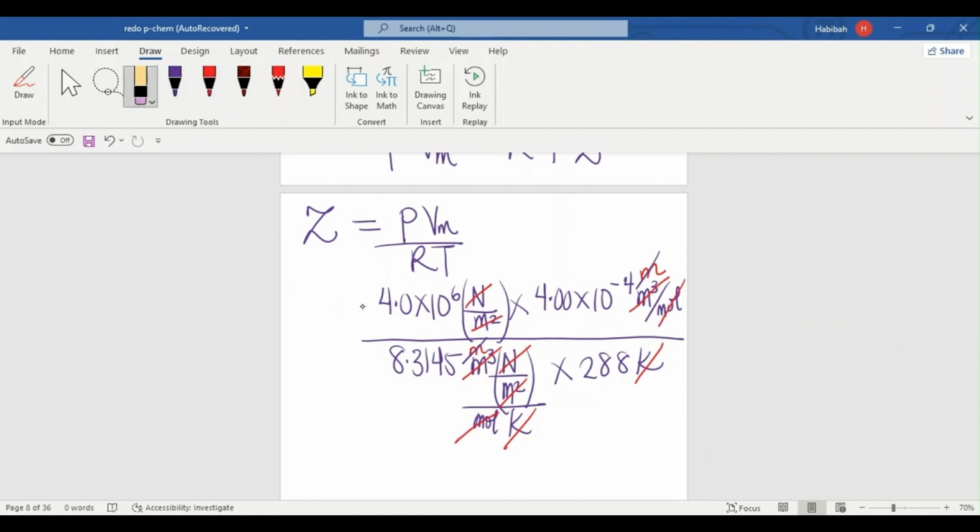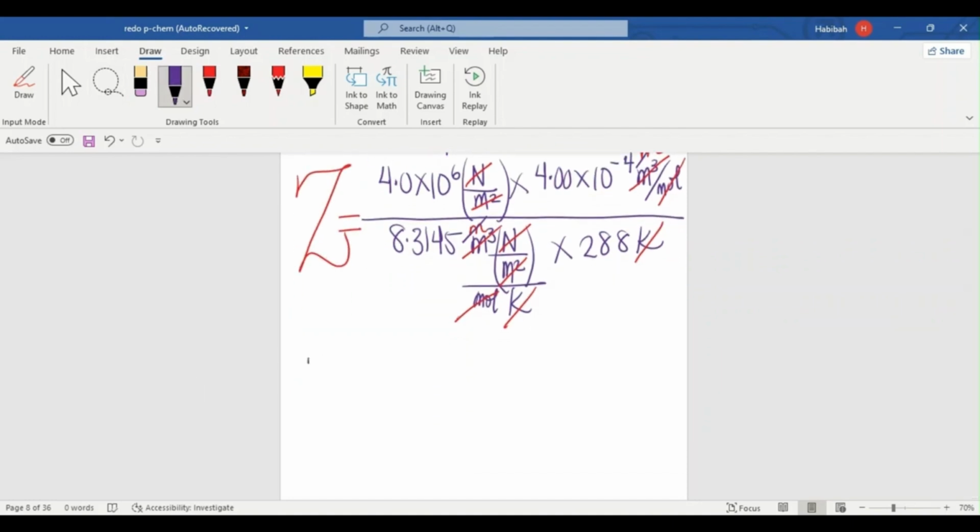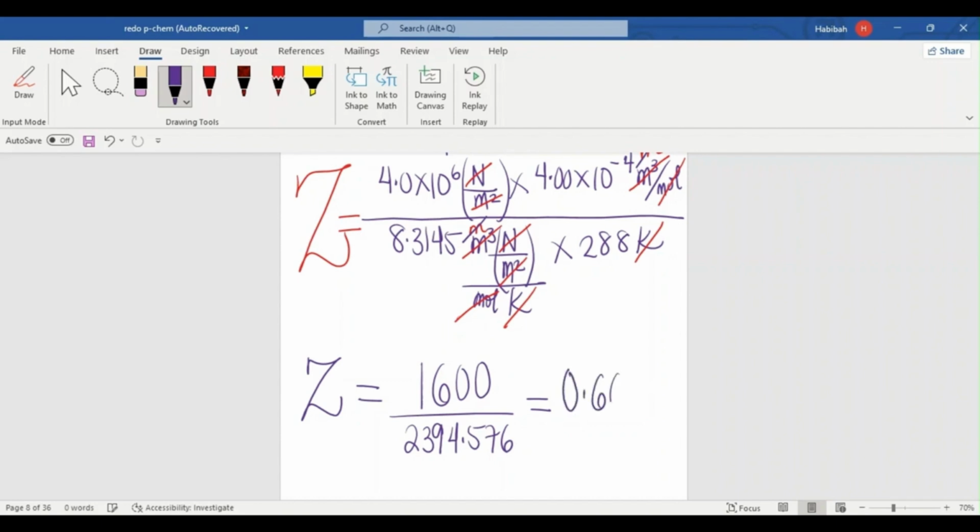Let me rewrite this. Z is not just the numerator, Z is everything here. So yeah, the value for Z is now going to be Z equals 4.0 times 10 to the power of 6 times 4.00 times 10 to the power negative 4. So multiplying the numerator, you end up with 1600, divided by 8.3145 times 288, which is just going to give you 2394.576. Of course, when you input this further in your calculator, 1600 divided by 2394.576 will just give you 0.6682. So this is the compression factor.